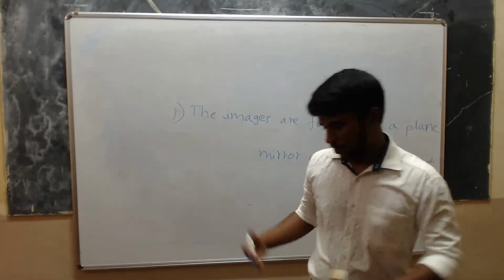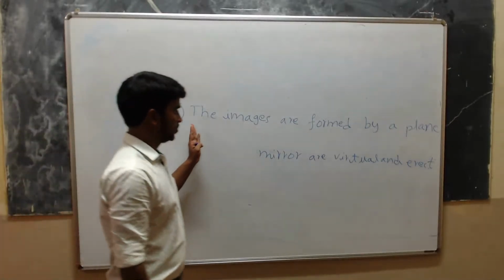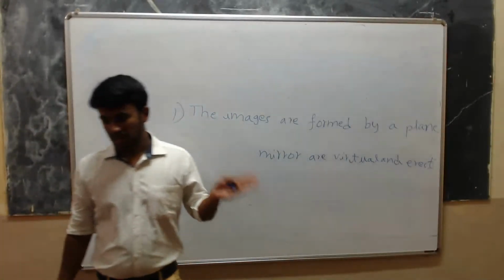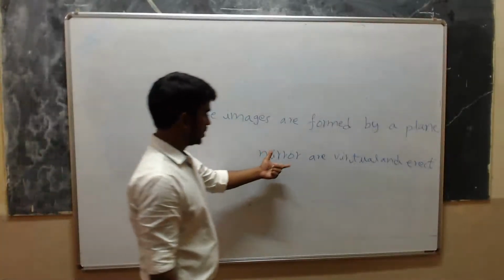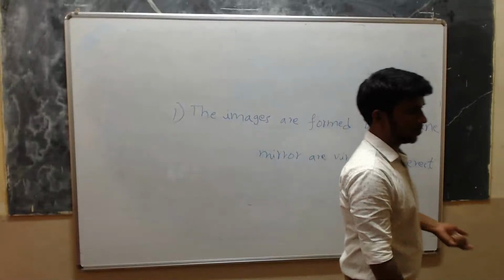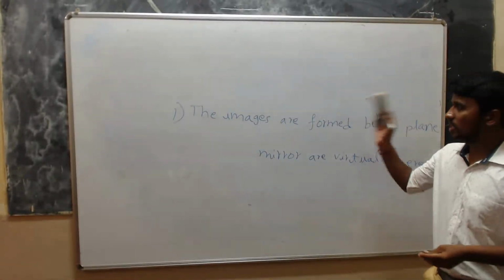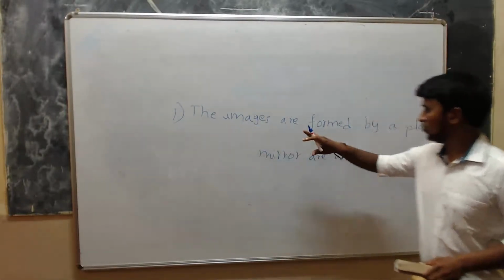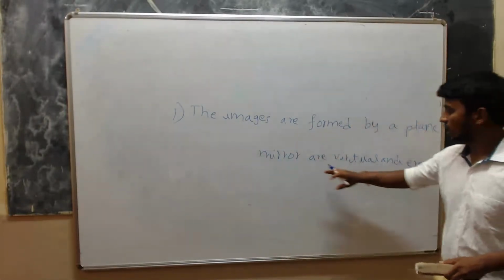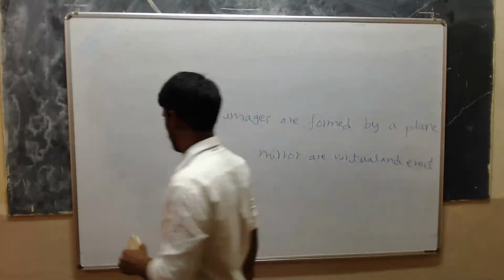So you won't get a real image using a plane mirror, because here after reflection the rays never meet, right? But the reflected rays are virtually meeting behind the mirror. So that's why we won't get a real image. So this is the first property of the plane mirror: the images formed by a plane mirror are virtual and erect. Okay, next, the second one.